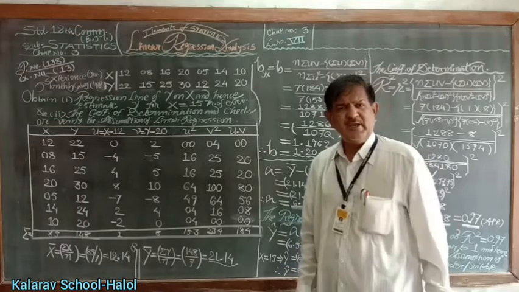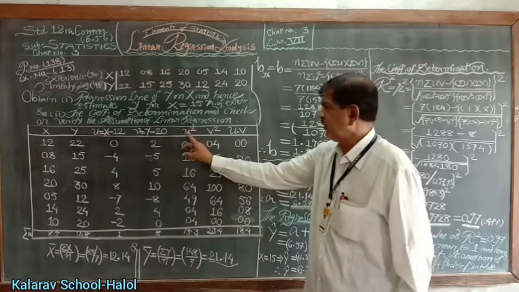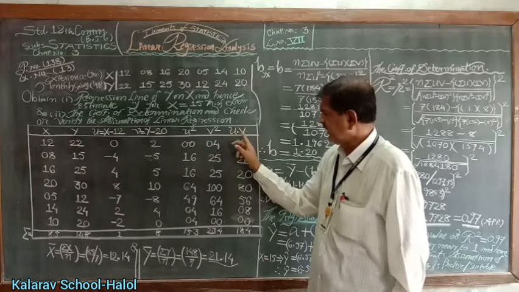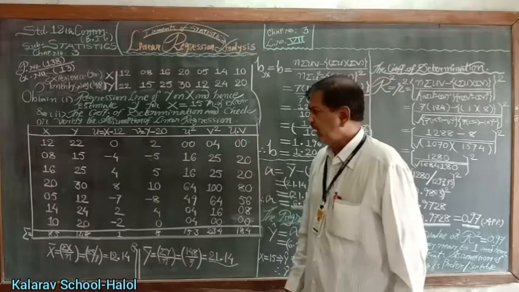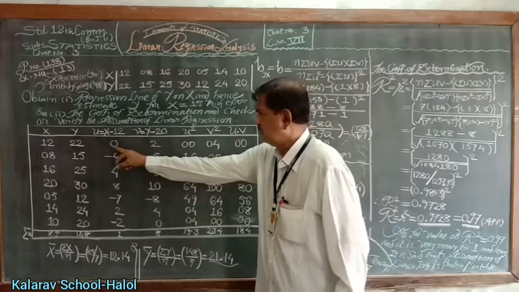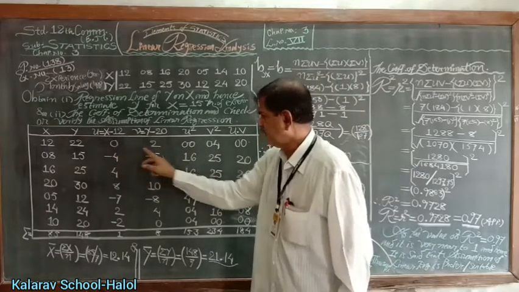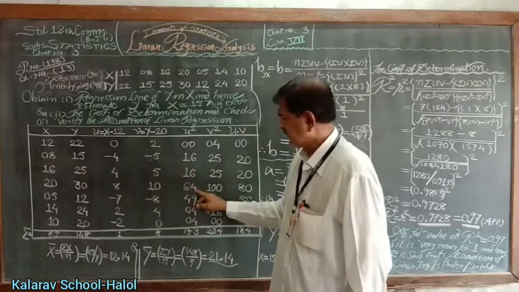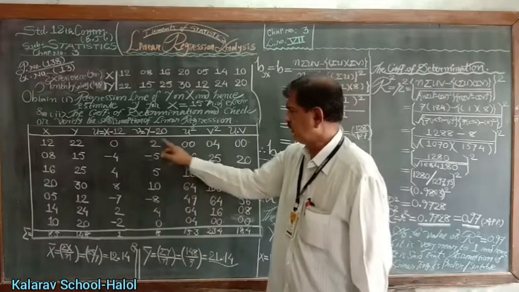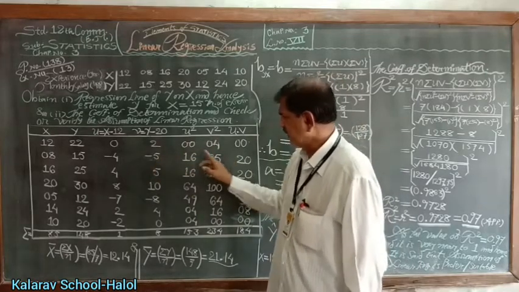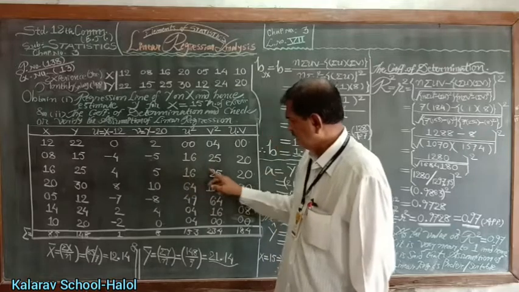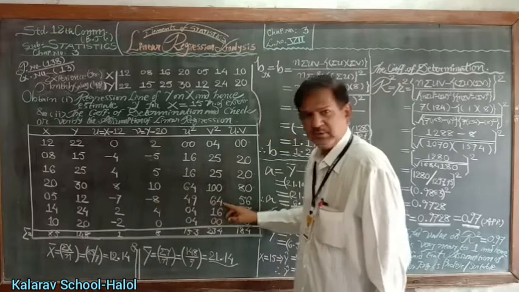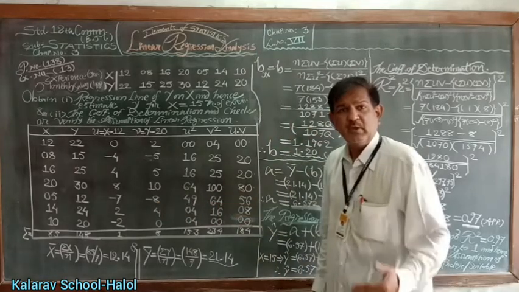After completing u and v, very simply make the columns of u square, v square, and the product of u and v, that is, the multiplication of u and v. Square of 0 is 0. Square of minus 4 is 16. Square of 4 is also 16. Square of 8 is 64, and so on. Square of 2 is 4. Square of minus 5 is 25. Square of 5 is also 25. Square of 10 is 100. Square of minus 8 is 64, and so on.